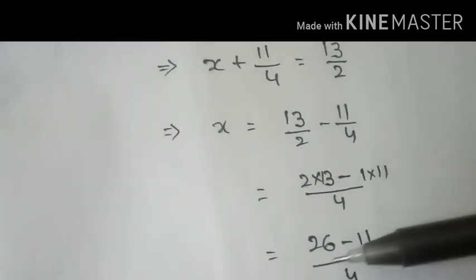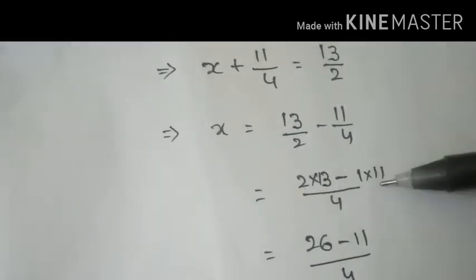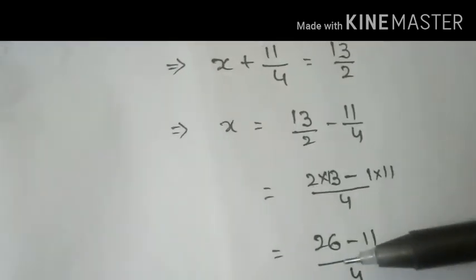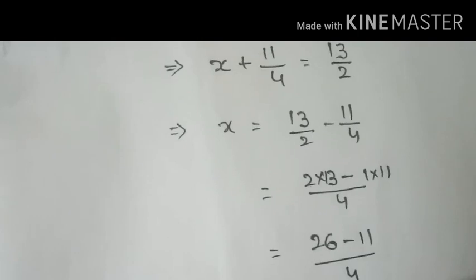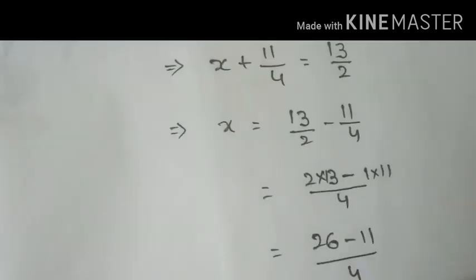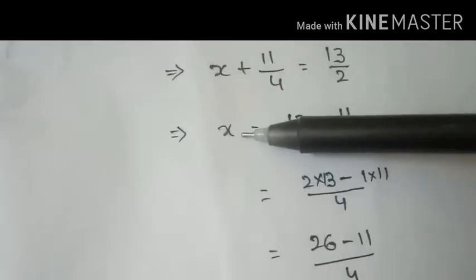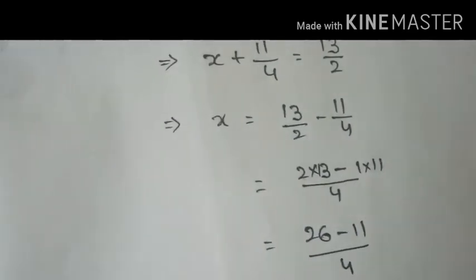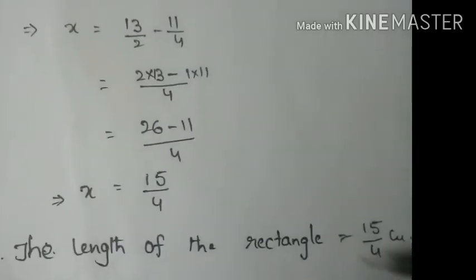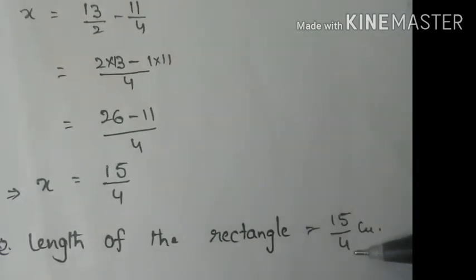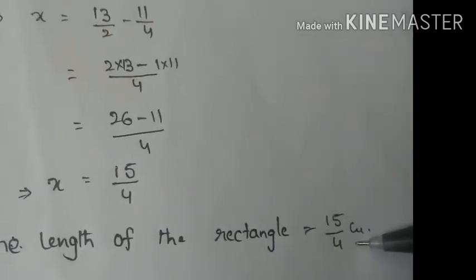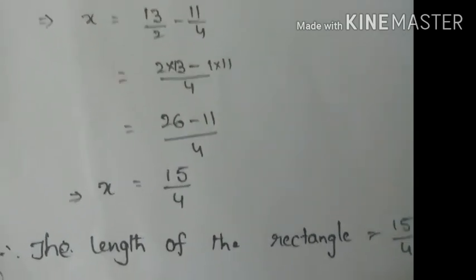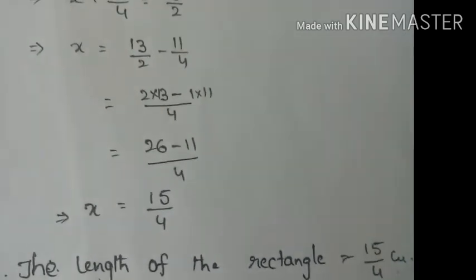Now 13 2s are 26 minus 11 1s are 11 by 4. So 26 minus 11 is equal to 15 by 4. That is equal to our x value. What is x? The length of the rectangle. Yes. So the length of the rectangle is equal to 15 by 4 centimeters. Clear? How do you find the length of the rectangle?